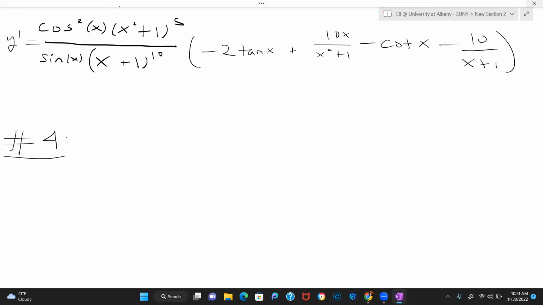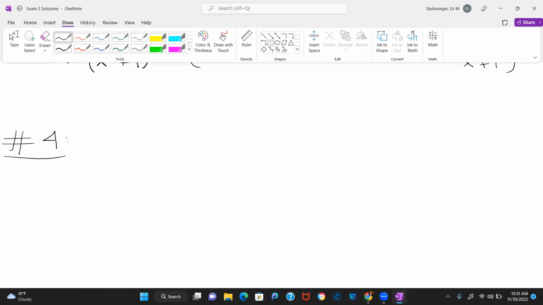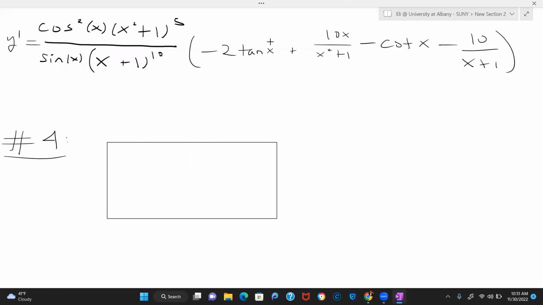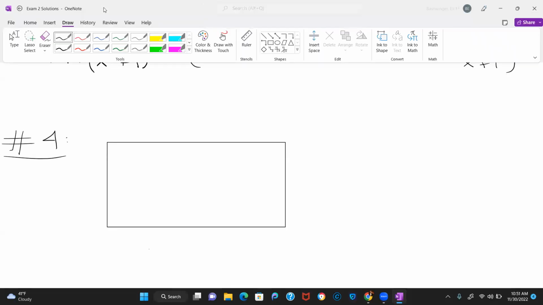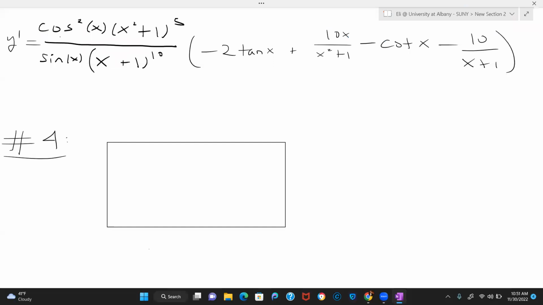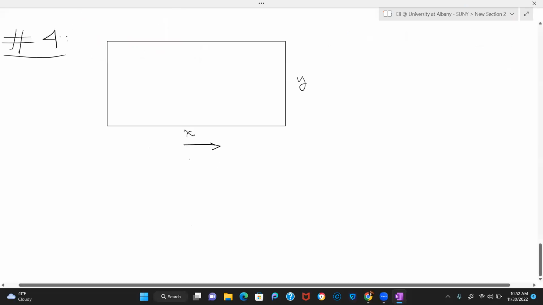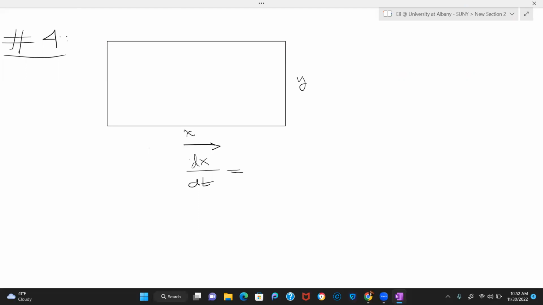All right. So we got this rectangle. So we have this side increasing. We'll call this x and this is y. So this side's increasing, and it's at a positive rate. So let's say that this would be our width, I guess.